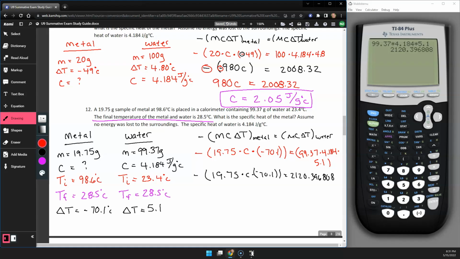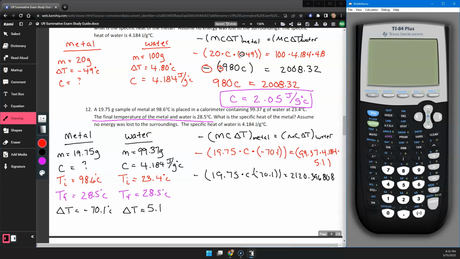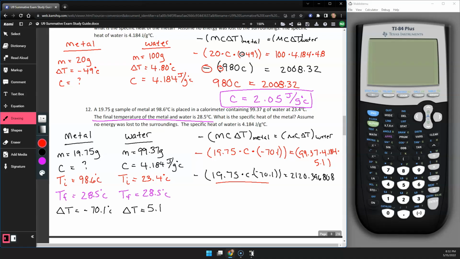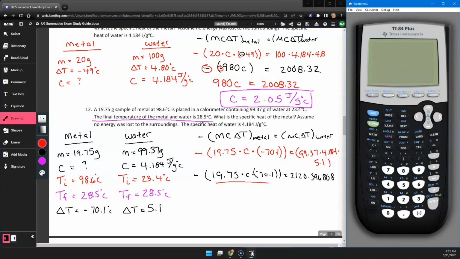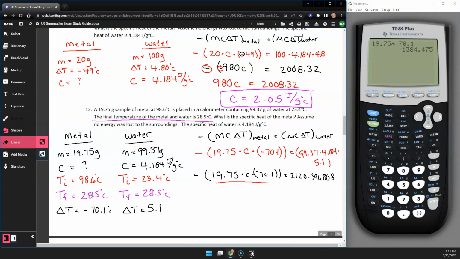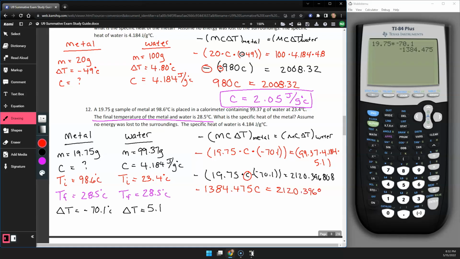Okay, and then on the other side, let's multiply everything inside of the parentheses. So it's going to be 19.75 times a negative 70.1. Okay, so we end up with negative 1384.475. We still have our specific heat value that we need to find. So C equals 2120.396808.